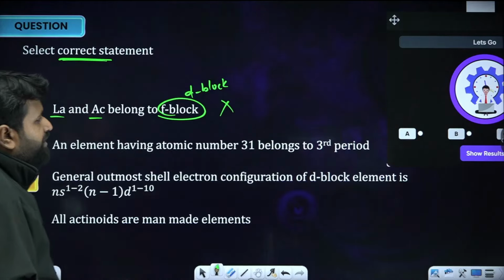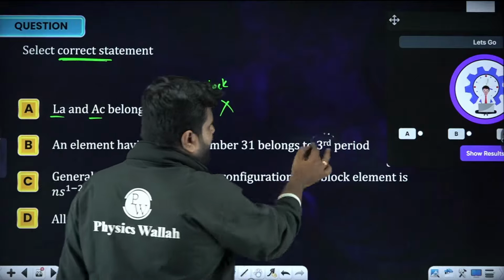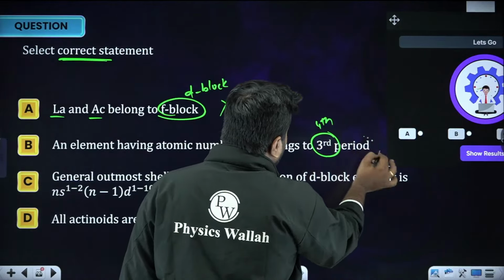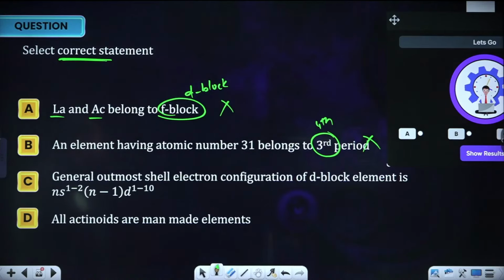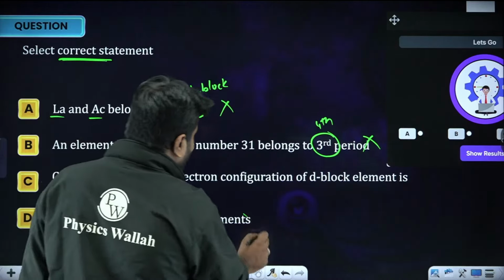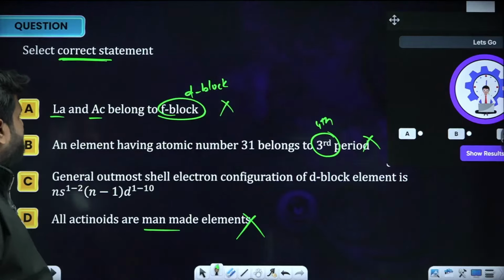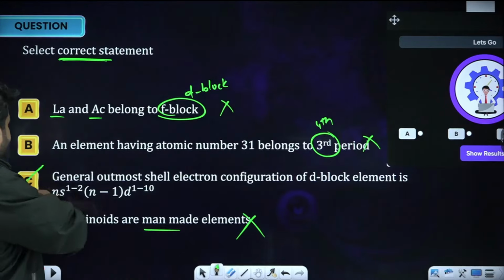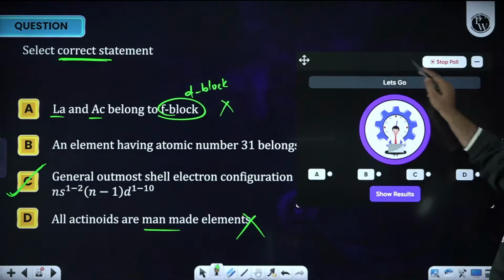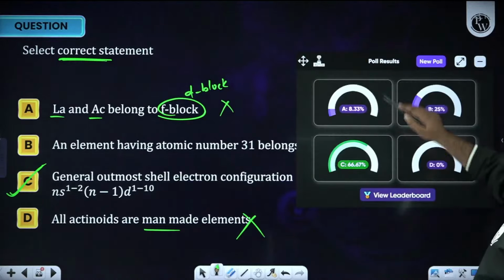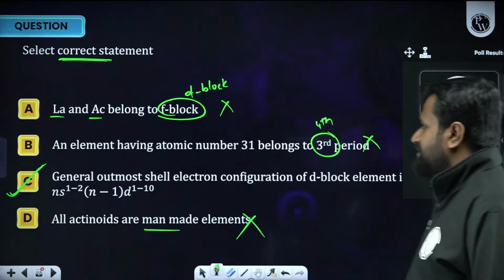Element having atomic number 31 belongs to third period? No, it belongs to fourth period. General outermost shell electronic configuration of D block element is ns1 to 2, (n-1)d1 to 10. All actinides are man-made elements? No, all actinides are not man-made elements. So the correct statement is option C. They are asking the correct statement. Option C is the correct answer.